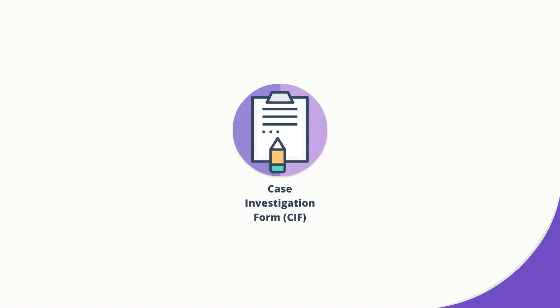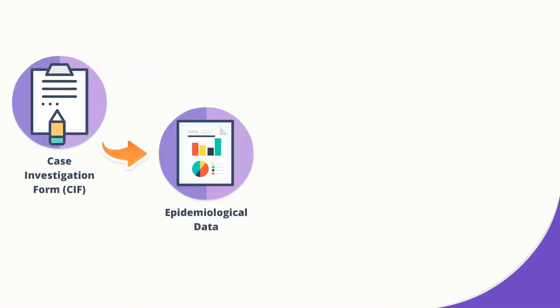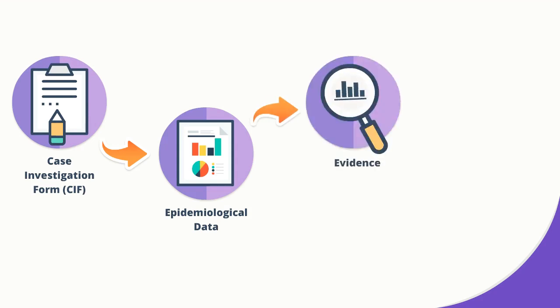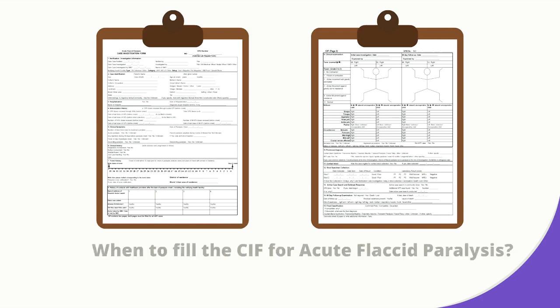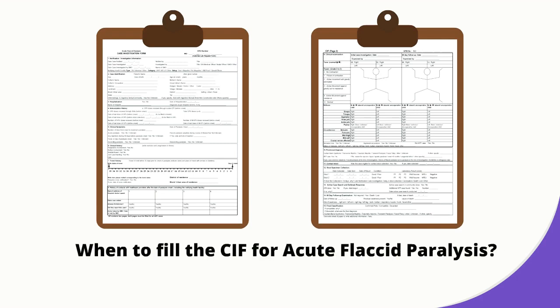AFP case investigation form is an important document to get the epidemiological data on the disease. Evidence generated by this data help in development of strategies for prevention, control, and eradication of the disease. In this video, you will learn about filling of CIF for acute flaccid paralysis case.